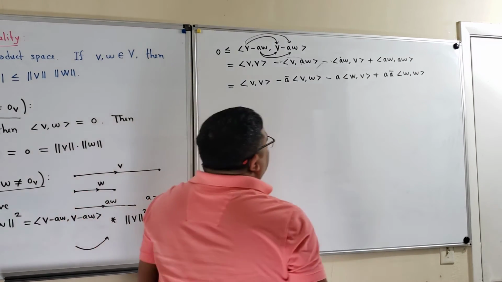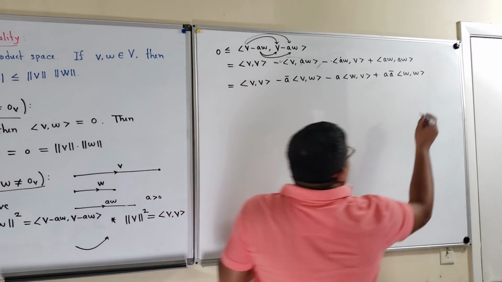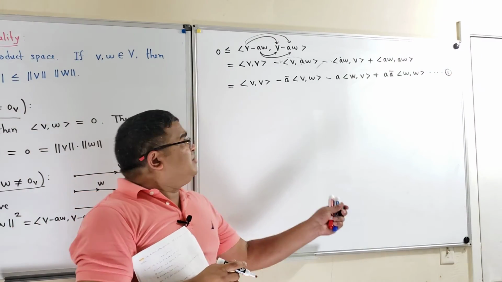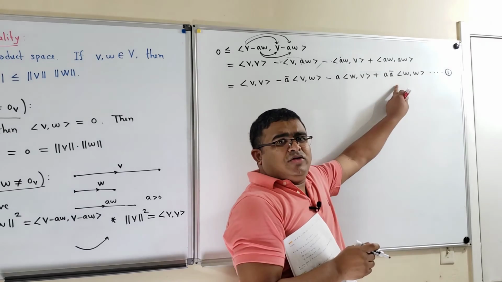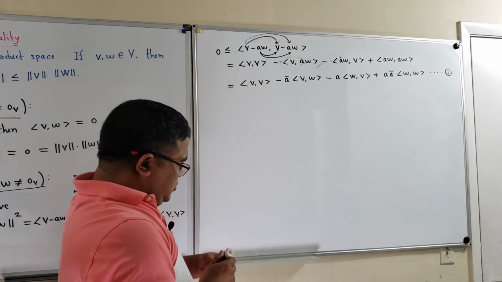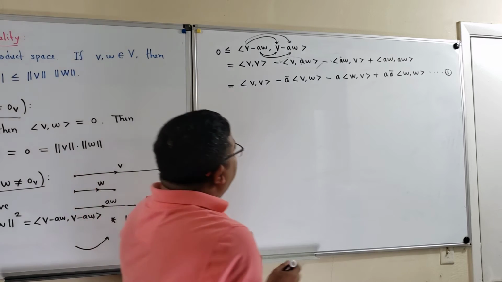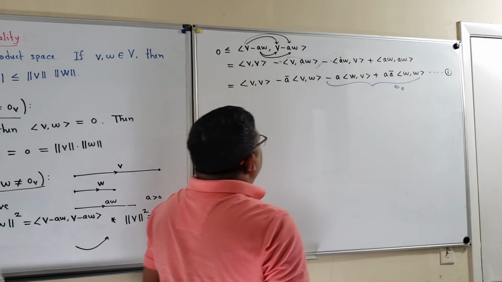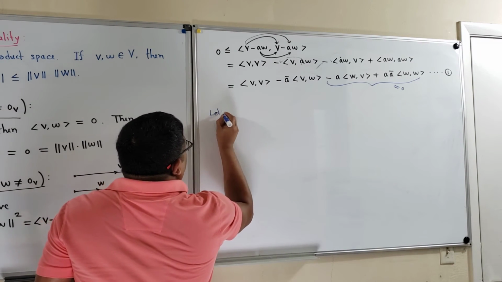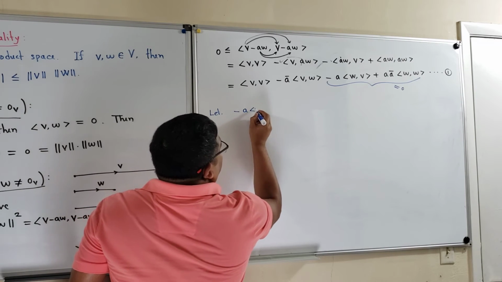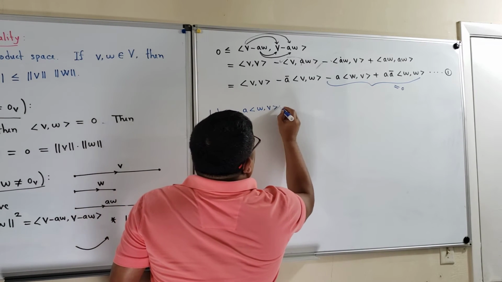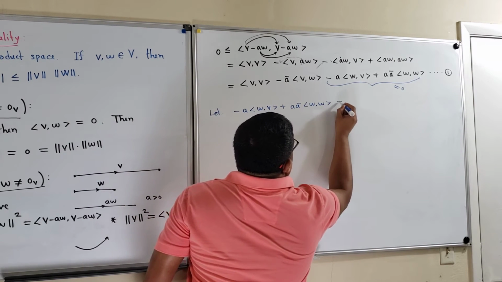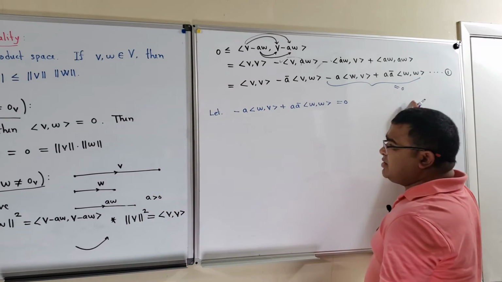Okay. Now what we will do, suppose this is equation number 1. Now we will find the value of A conjugate. So to do that, we will set this part equal to 0. So let minus A inner product of W, V plus A conjugate inner product of W, W equal to 0. We just set this one equal to 0.